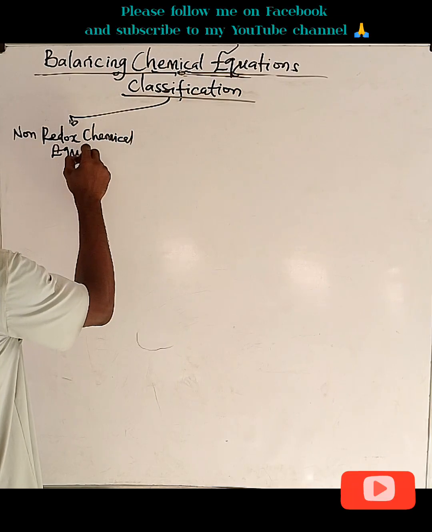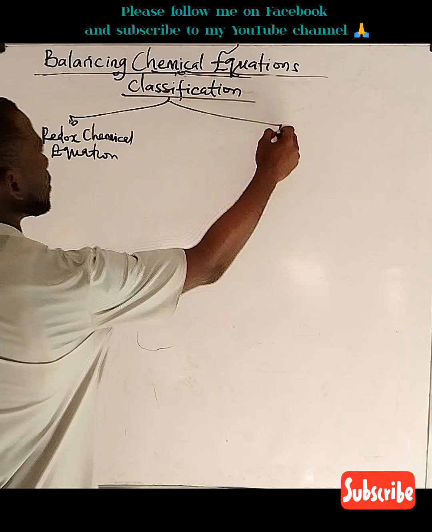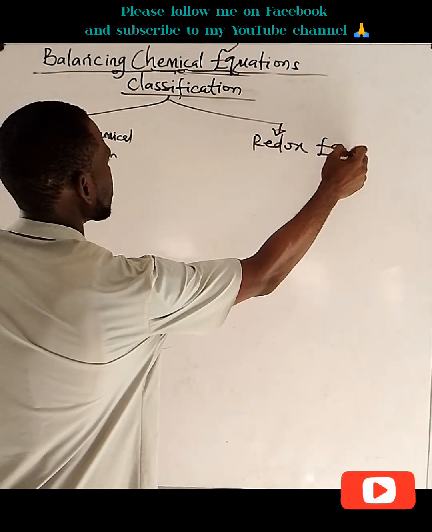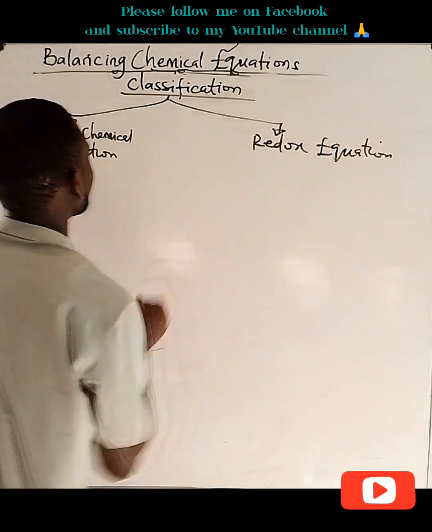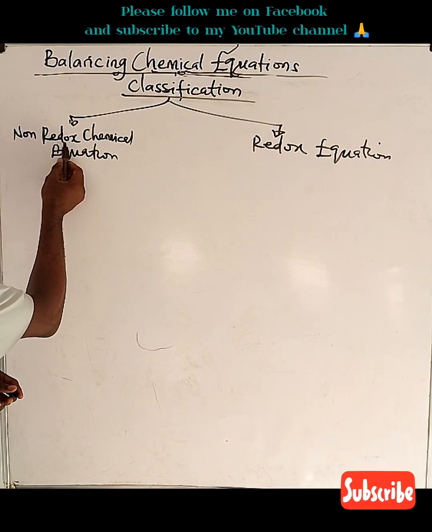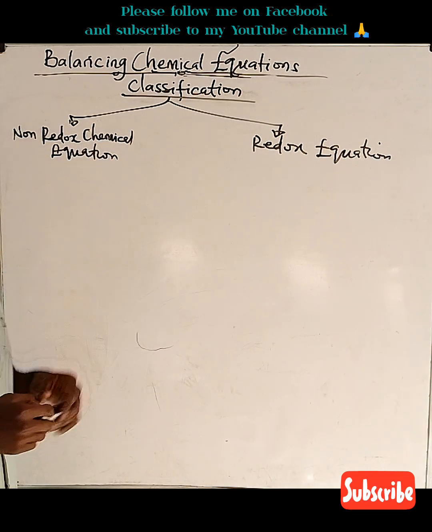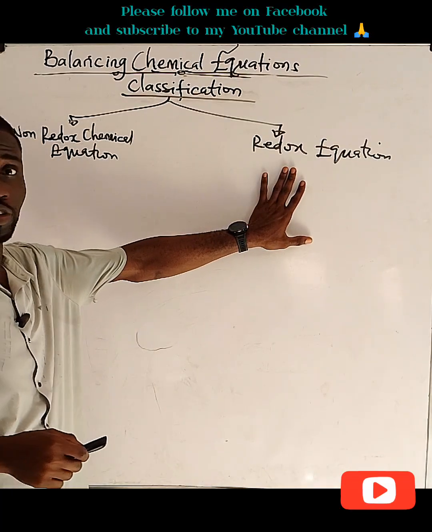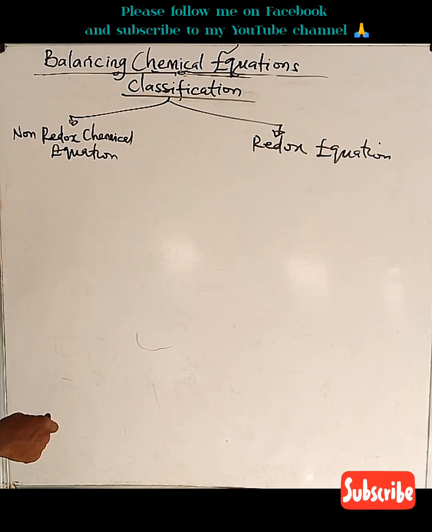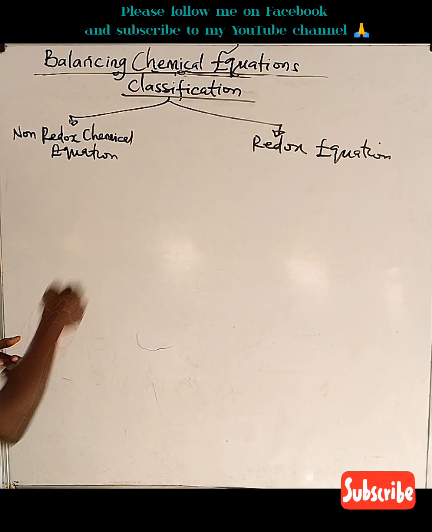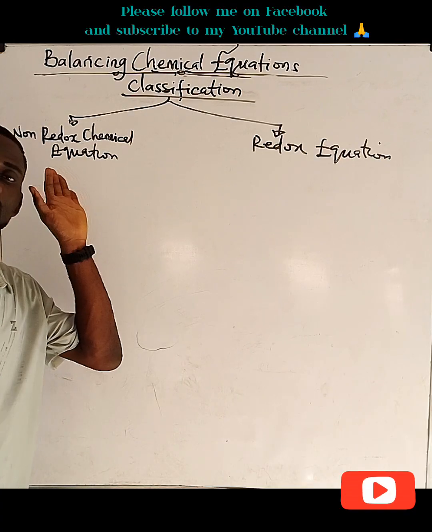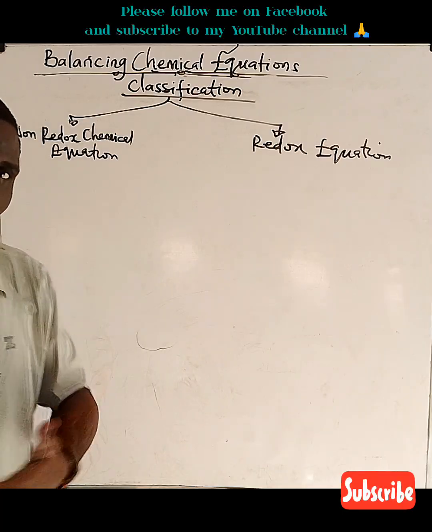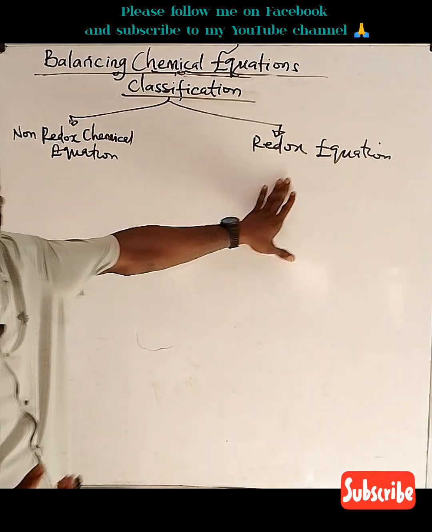The non-redox equation, and then the redox equation. When we talk about redox, we're talking about reduction, oxidation. We're going to be discussing more of that when it's time for us to discuss the redox equation proper. So we have what we call the non-redox chemical equation, or we can call it the simple stoichiometry equation, or the redox equation.